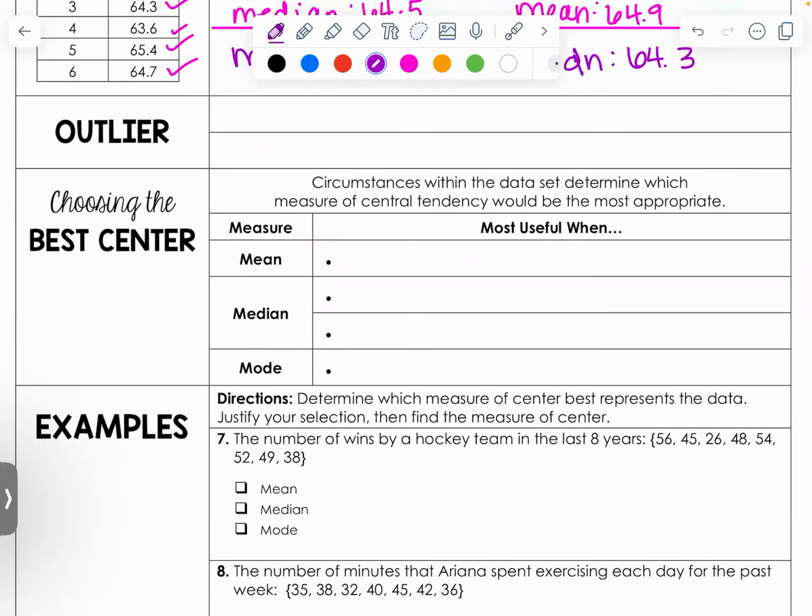Somebody raise their hand and tell me what an outlier is. Kari. It's the one that's away from the group. It's like the one that's way different than all the rest. A data value that is way bigger or smaller than the rest.